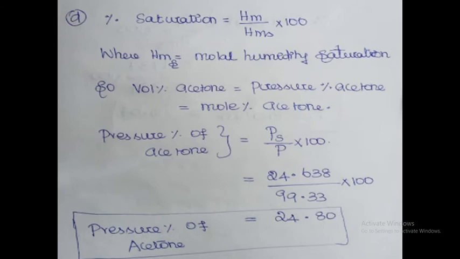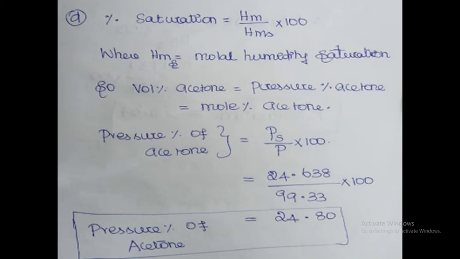Next one, percentage saturation. Percentage saturation can be calculated in two ways: one is from absolute humidity, another from absolute molar humidity. You can take any one way. Here I will consider percentage saturation equal to HM divided by HMS into 100. HMS is nothing but the molar humidity at saturation. HM is already a calculated value.